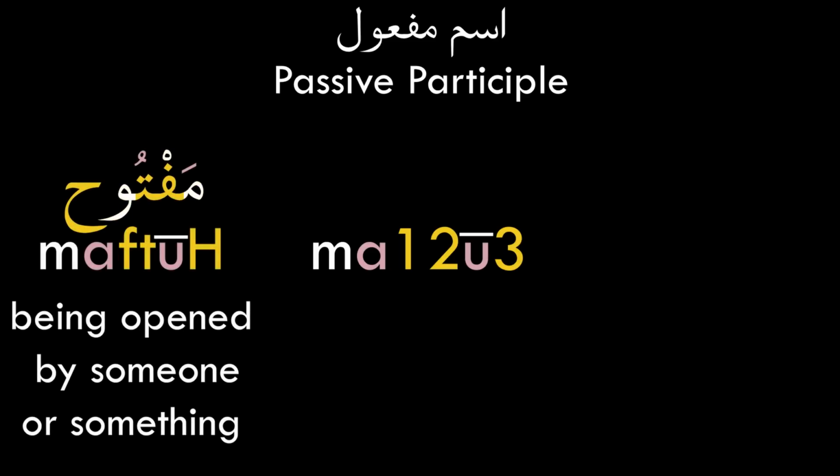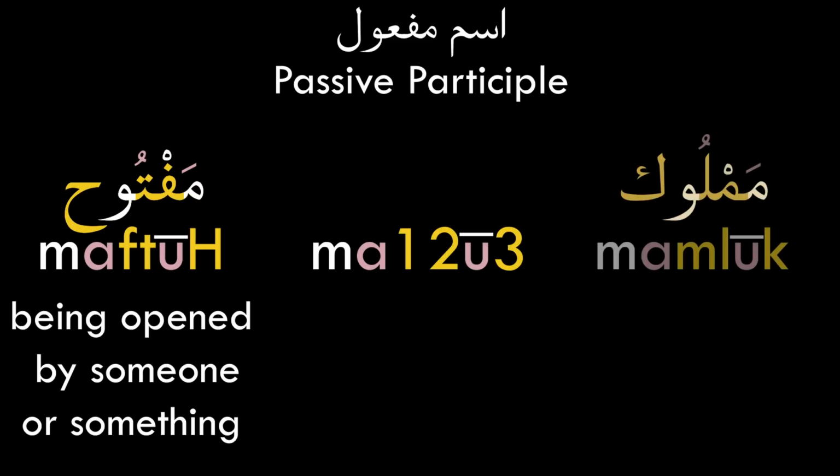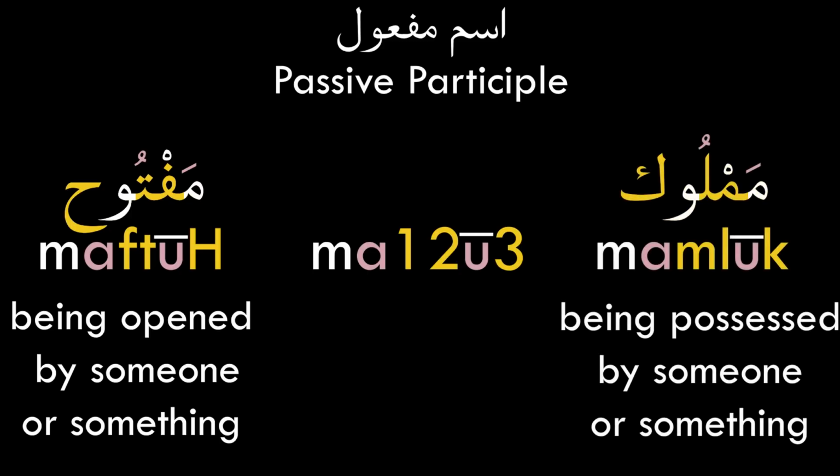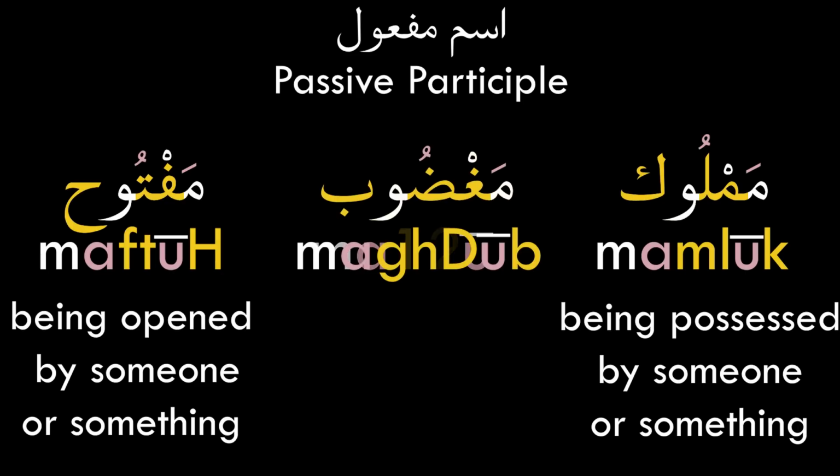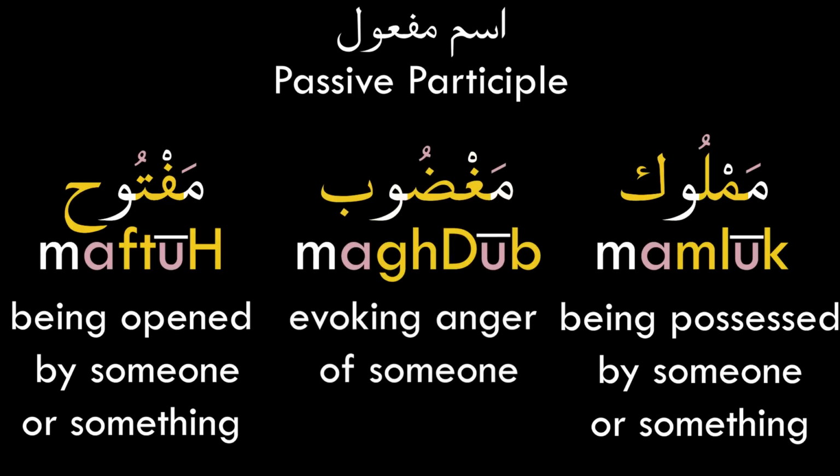To build a passive participle from a trilateral verb, we put the root letters in the place of 1, 2, and 3 in this pattern. So, the passive participle of fataha, to open, is maftuh, being opened by someone or something. And the passive participle of malaka, to possess, is mamluk, being possessed by someone or something. Finally, the passive participle of ghadiba, to be angry, is maghdub, evoking anger of someone.